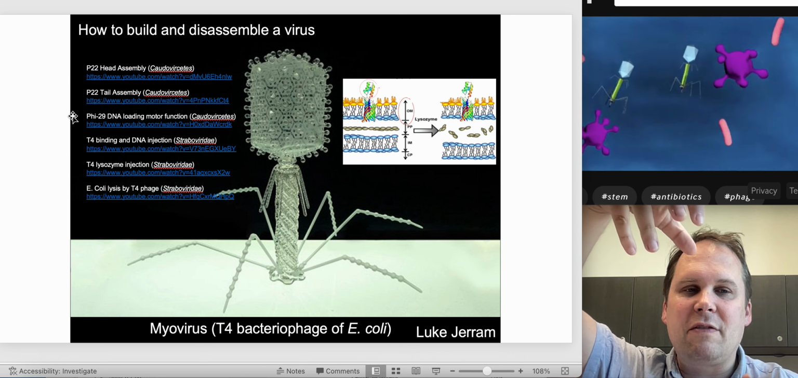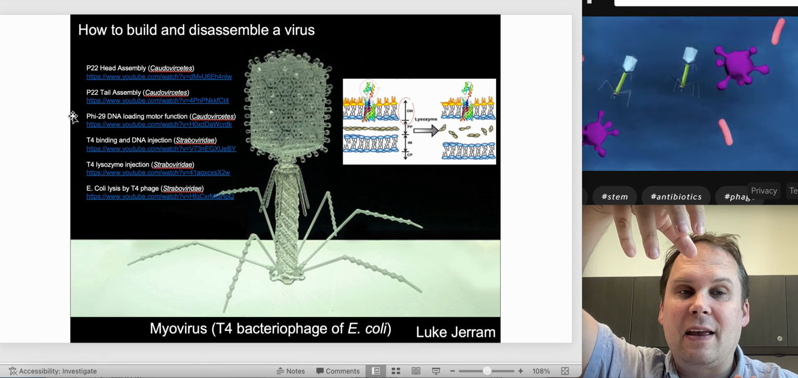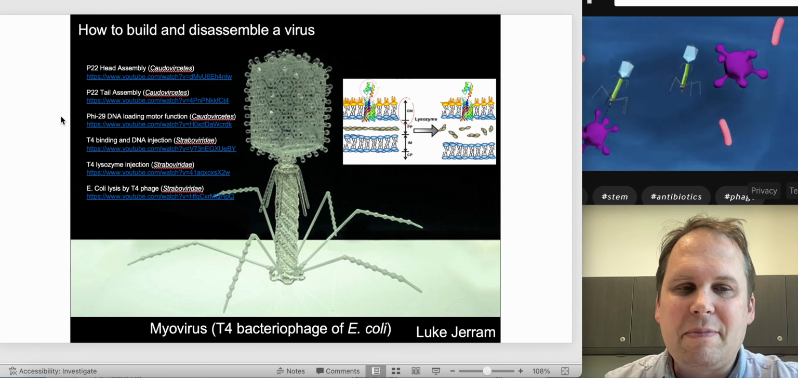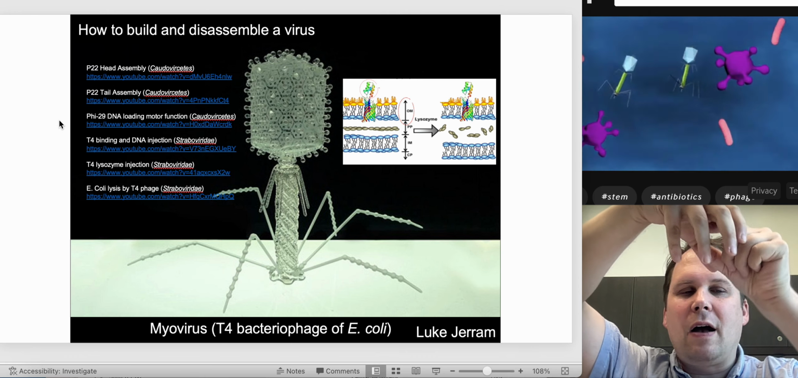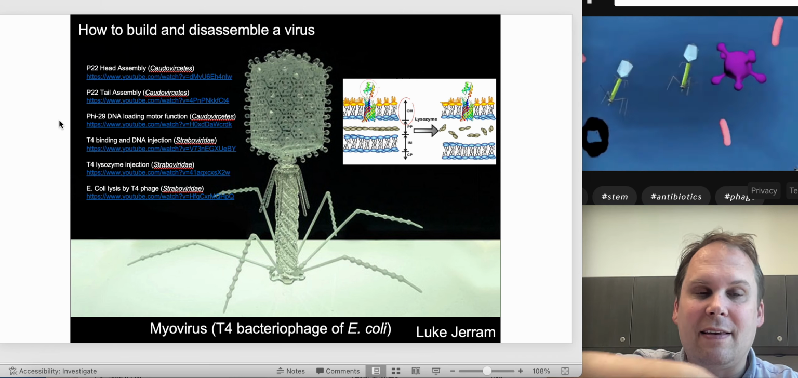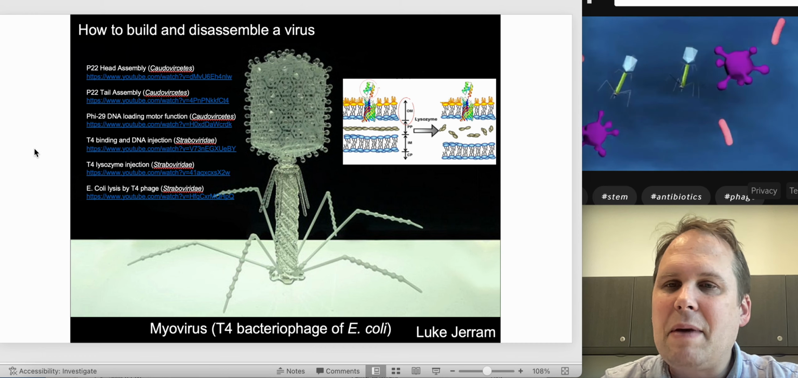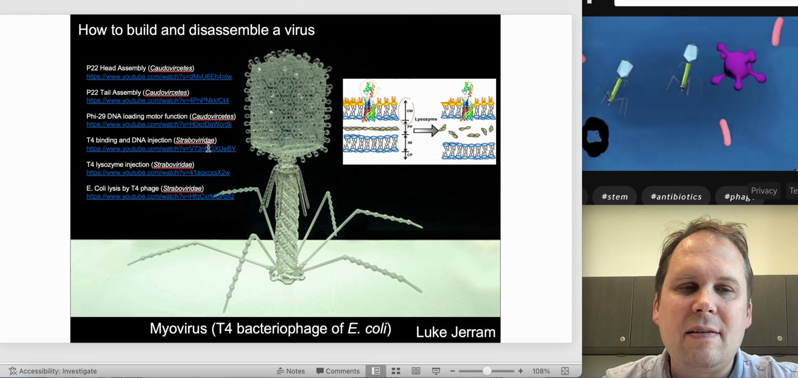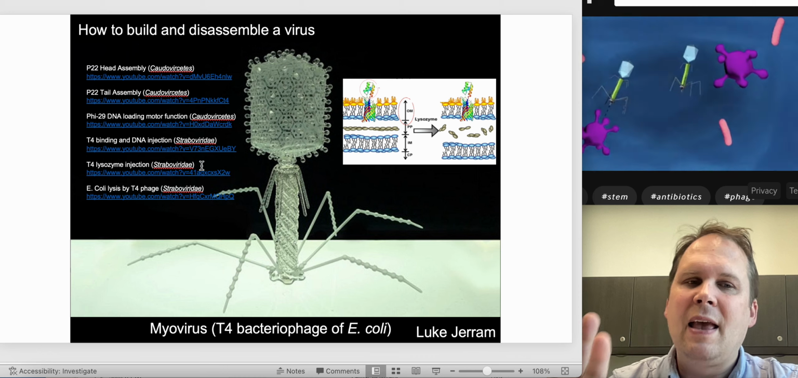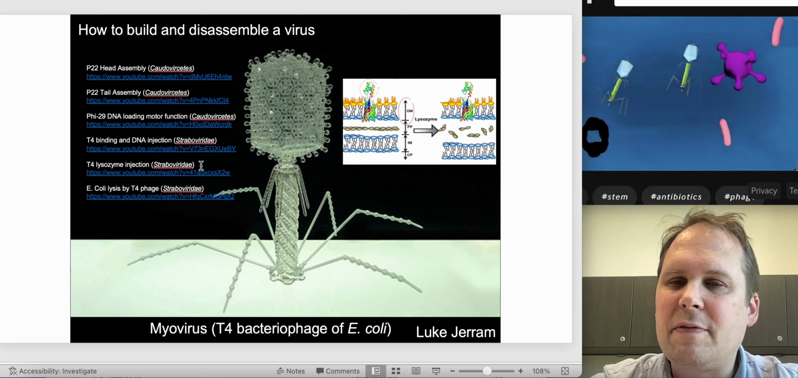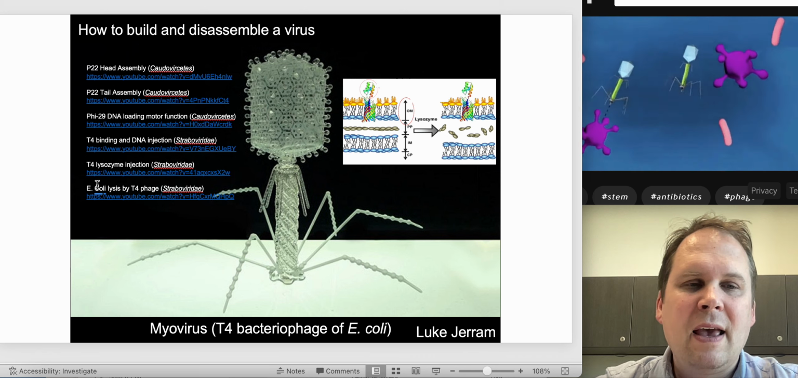You're going to have stored energy in the form of a stretched spring, and then what happens is that spring is going to collapse. And when it collapses, there's a long rod inside of it, and that's going to be injected into the bacterium, and then the DNA is going to come out. So you can see the DNA injection here. That's going to be based on structures, but it's more of a cartoony sort of way of looking at it.